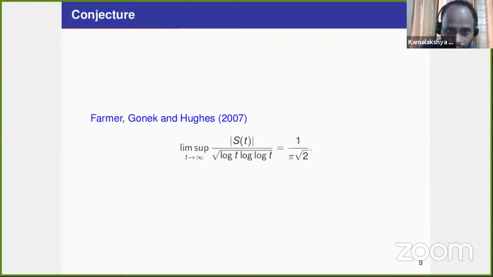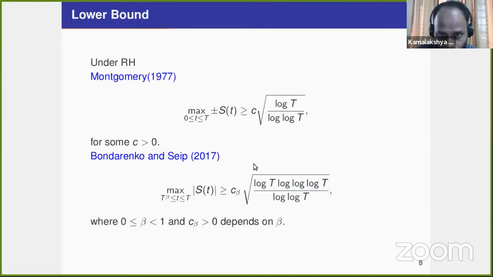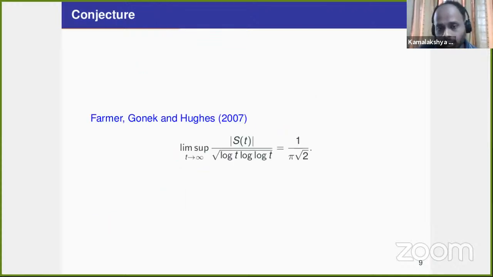The conjecture uses random matrix theory, and it's due to Farmer, Gonek and Hughes, who say that S(t) is of the order square root of log t times square root of double log of t. Note that the known lower bounds are even quite smaller than the conjecture. We don't even get square root of log t; it says it's larger than square root of log t. Still, there is a large distance to cover here in terms of the estimate of S(t).